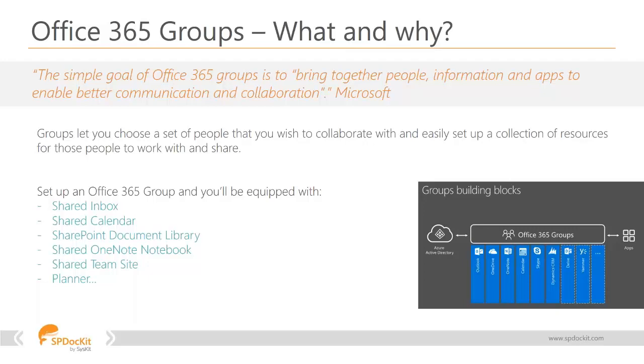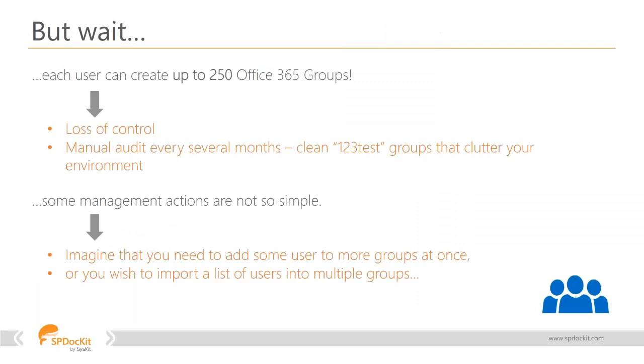Then they get a shared calendar for scheduling events related to the group. Then they get a SharePoint document library, which is basically a central place where a group of people store their files, share their files, and work on them. Then they get a OneNote notebook for gathering ideas and information, and of course a SharePoint team site, which is a central repository for all of this information, for links, content related to their group, Planner, etc.